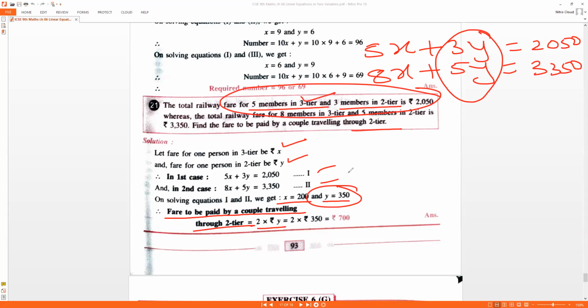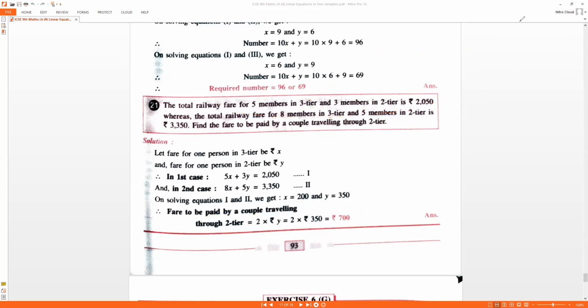Don't write 2 into x, write 2 into y, because they have asked a specific answer, 2 tier, not 3 tier. So you get 2 into 350, that will be rupees 700. That clear? Yes, sir.